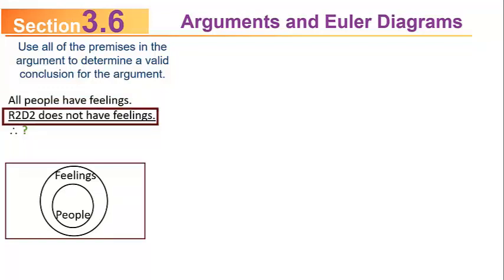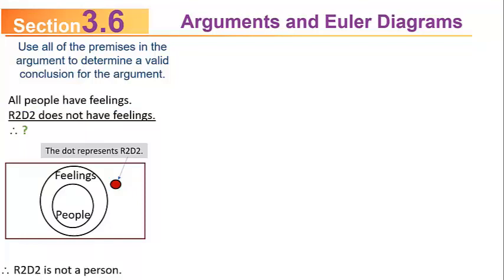R2D2 does not have feelings, so if I look at a representative dot for R2D2, R2D2's dot has to be outside the feeling circle. But putting it outside the feeling circle automatically puts it outside the people circle, because the people circle is completely enveloped by the feeling circle. Therefore, a logical conclusion would be R2D2 is not a person.